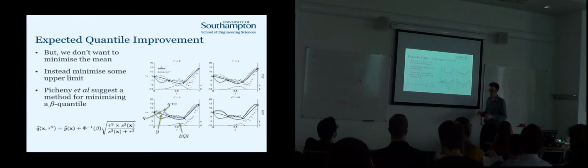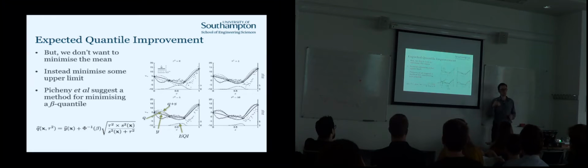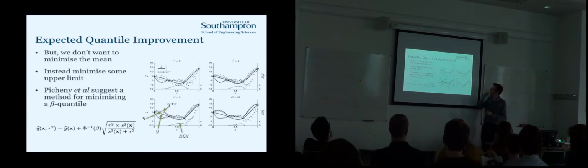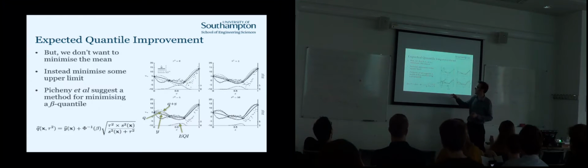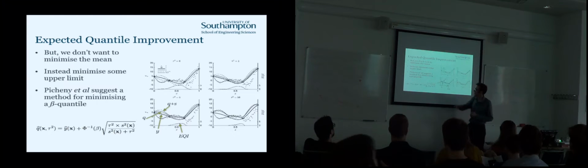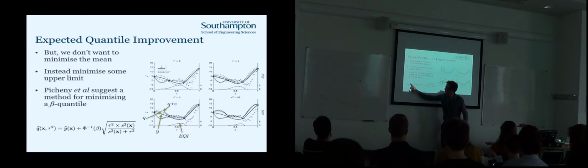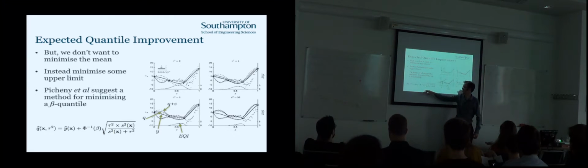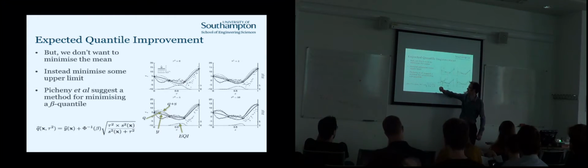So what we actually want to do is have a look at the worst possible scenario. So instead of looking at the mean, we look at one standard deviation, two standard deviations, or whatever above the mean. Instead of minimizing the mean, we minimize a quantile. This quantile here is the mean of our Gaussian process model plus some beta quantile.